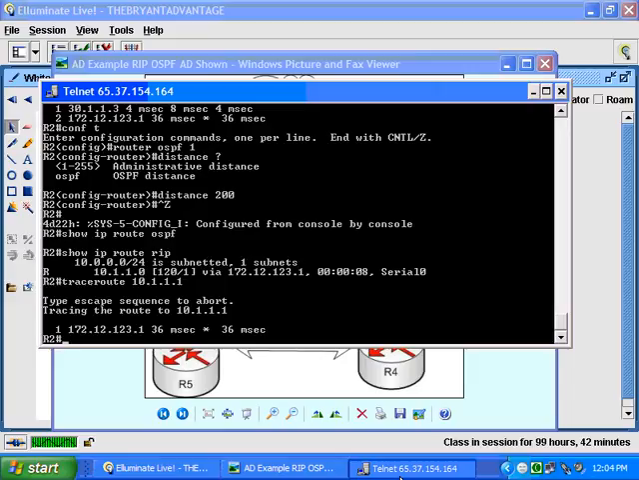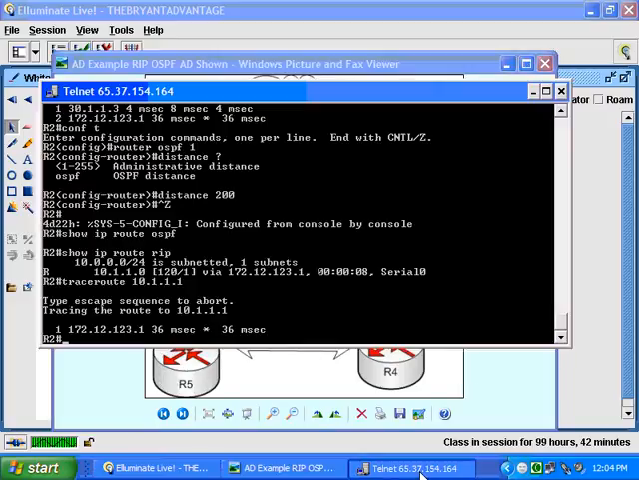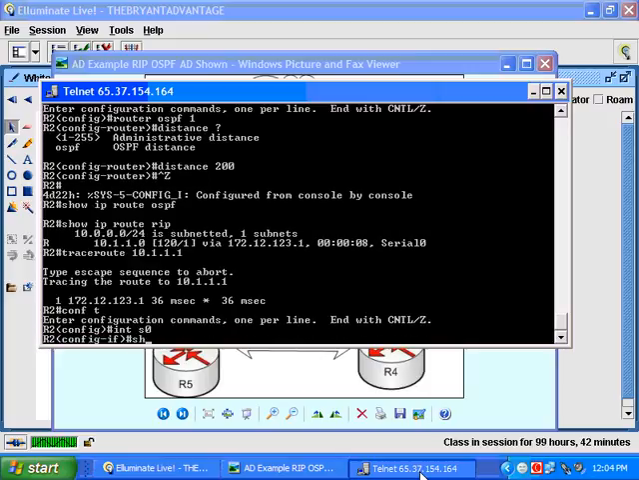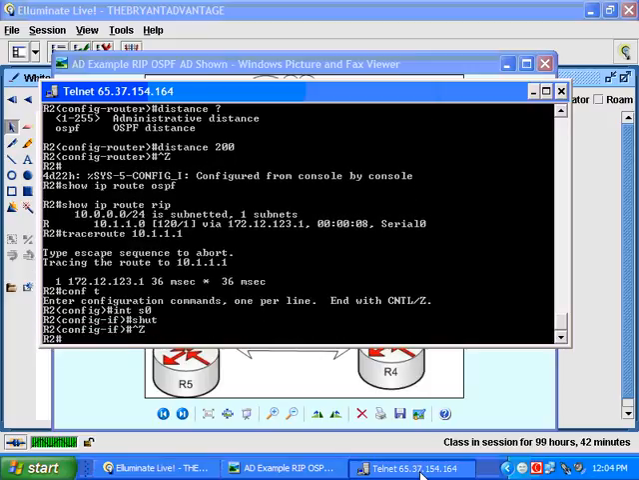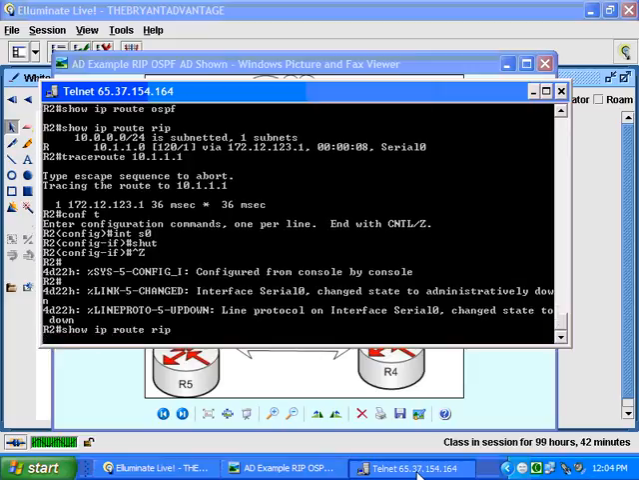But we still have redundancy. And what we're going to do is prove that by bringing the link down from router 2 to router 1. We're going to disable that serial interface. And we should see several fun messages here when we do this. There goes the line protocol. Everything is going down. Let's take a look at our routing tables right now.